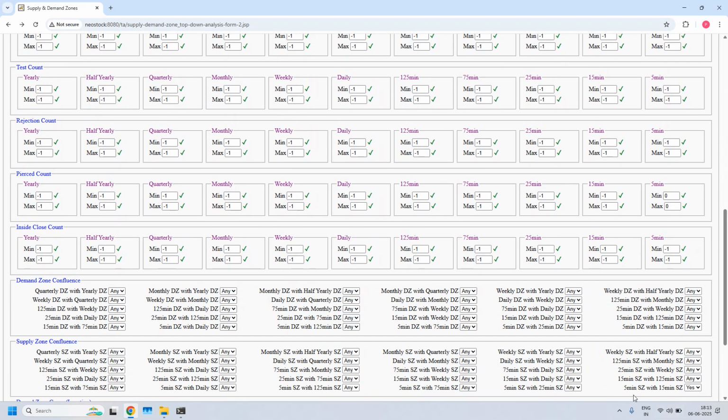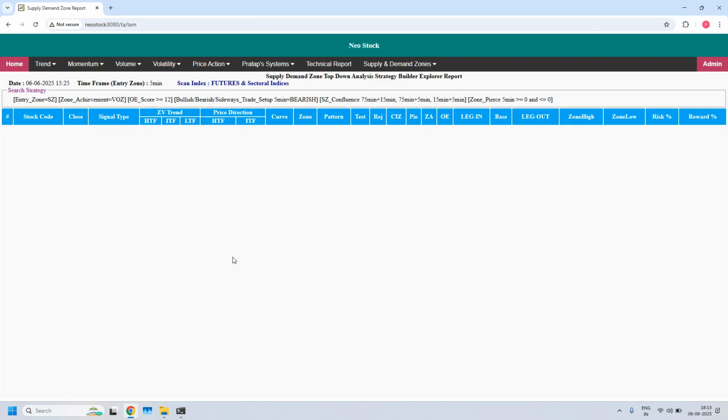Supply zone confluence. 3 filters we have to set. First one already enabled. Second, 5 minutes with 75 minutes supply zone confluence. Third, 15 minutes and 75 minutes supply zone confluence. With all 3 filters we did not get the stock. So this is a bearish trade setup for hourly income trade. With this we have completed all the income trade report generation. Next we will generate the finding the stocks near demand and supply zones for all the time frames except daily and 75 minutes time frame, because they are already generated in the beginning of the report.